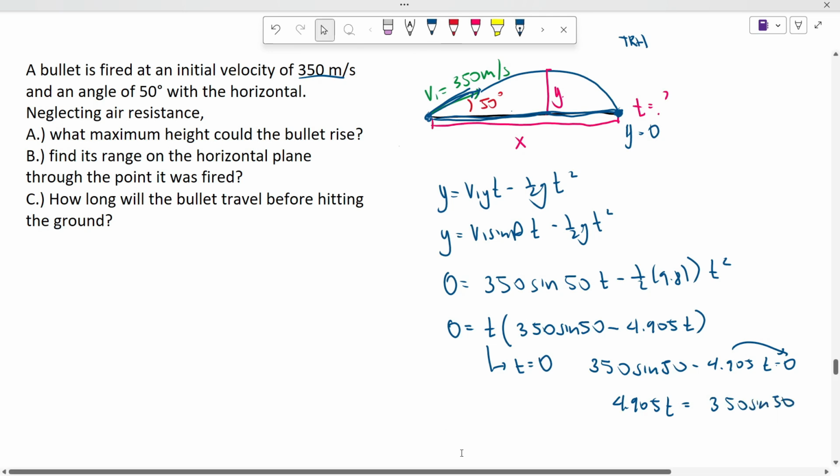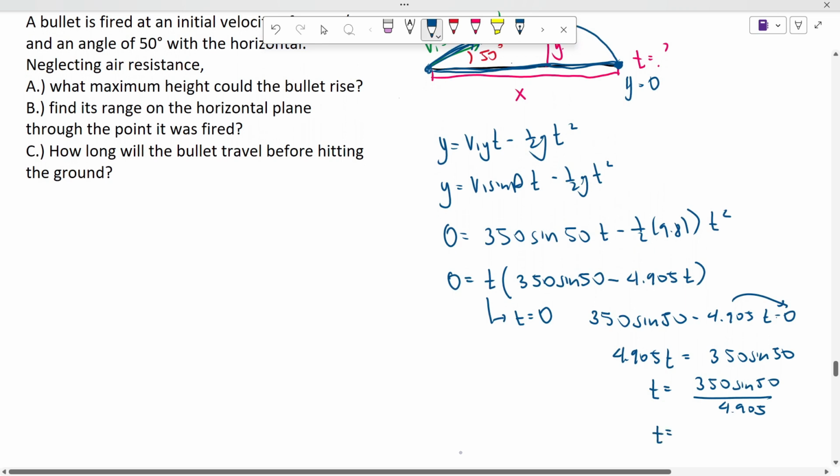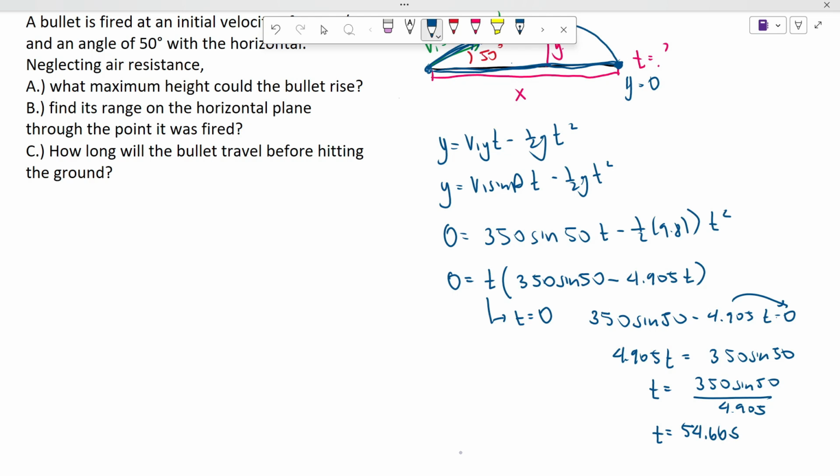Gets naman siguro yun guys. Paglipat, t is equals to, divide both sides by 4.905. So kung makikita nyo, the value of t will be what? 350 sine 50 all over 4.905 is equals to what? 54.66 seconds guys, ha? Double check natin. So 350 sine of 50 over 4.905, 54.66 seconds. So this will be our time guys. Time guys, ito yung time niya.